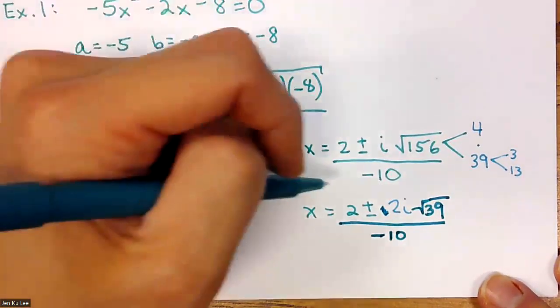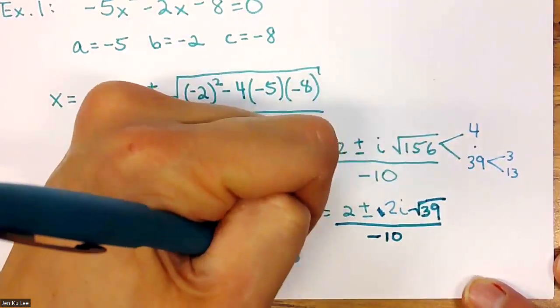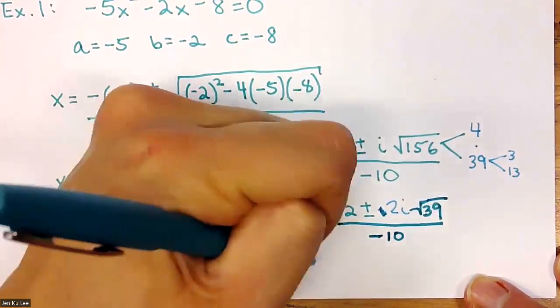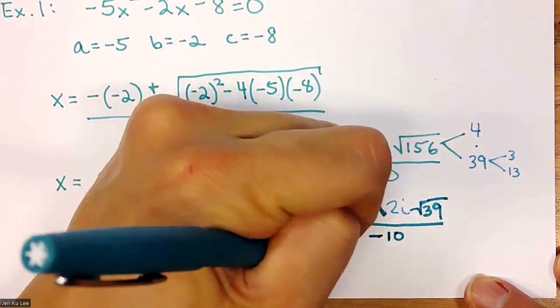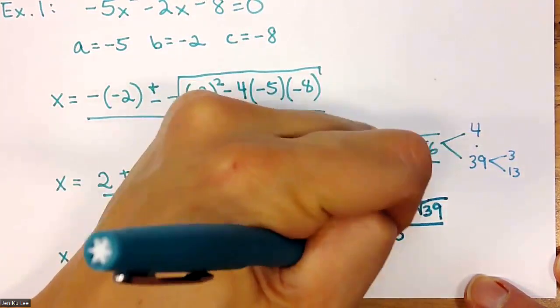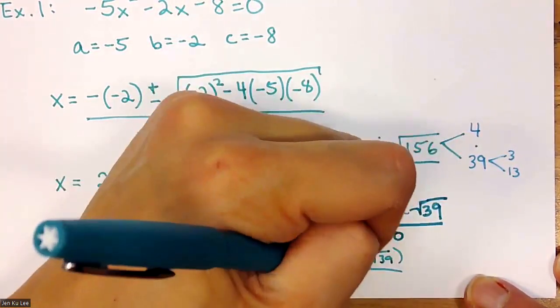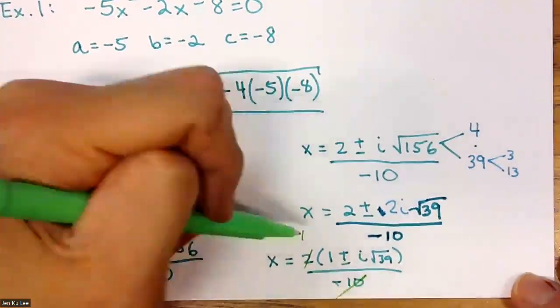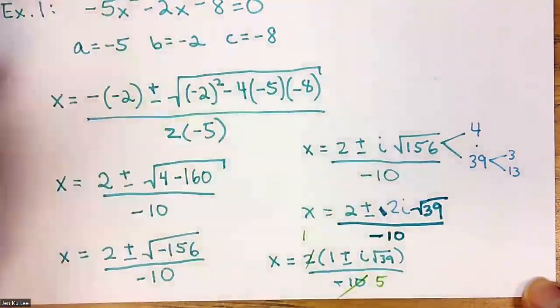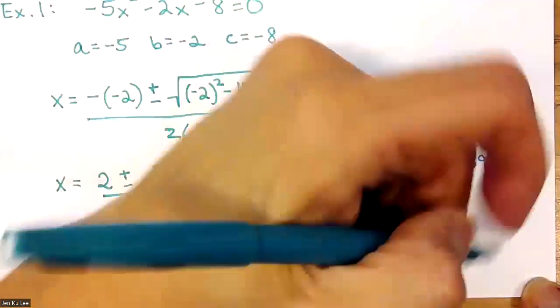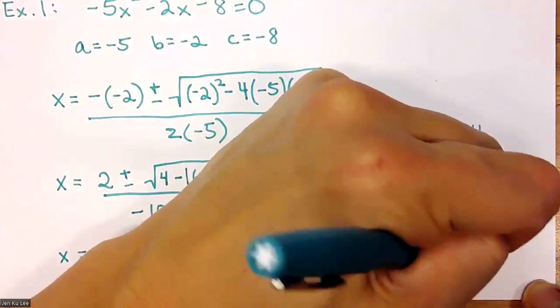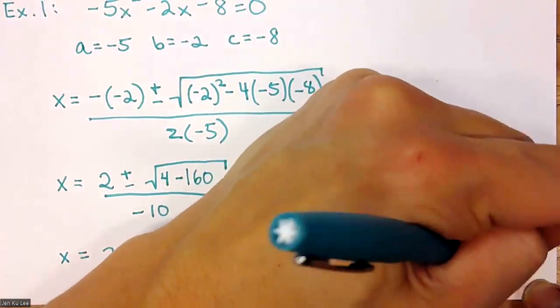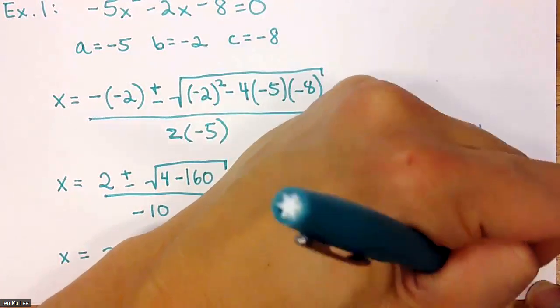And so what can I factor out of the top? I can factor out a 2, right? So that'll be 1 plus or minus i square root of 39 over negative 10. Now, this 2 and this 10 can cancel out, make 1 and 5. So your answer would be 1 plus or minus i square root of 39 over negative 5.